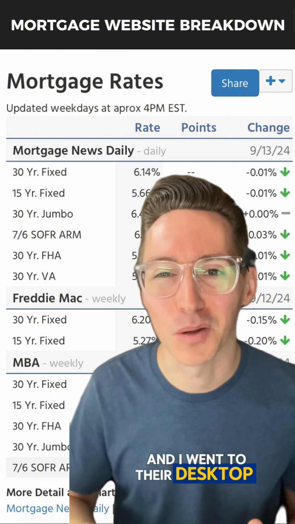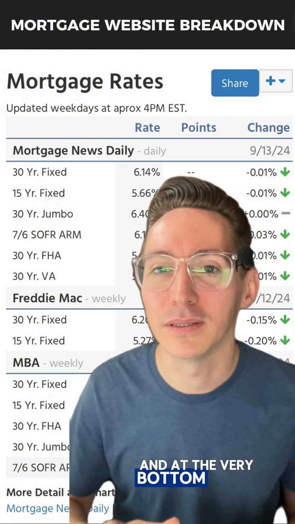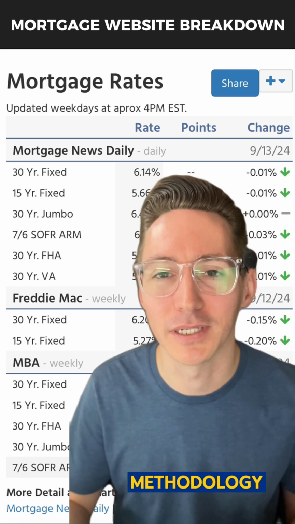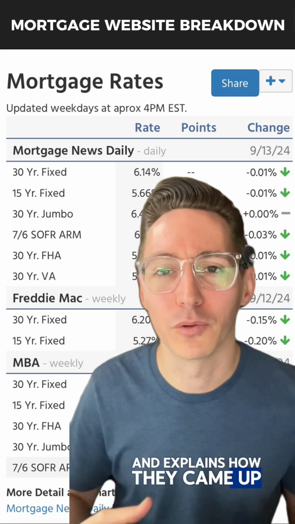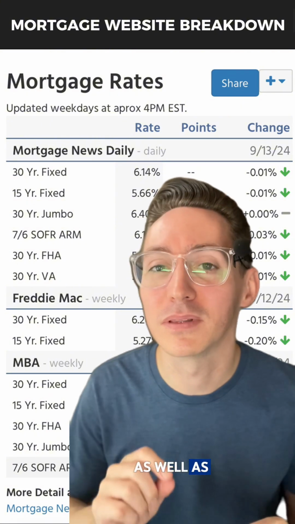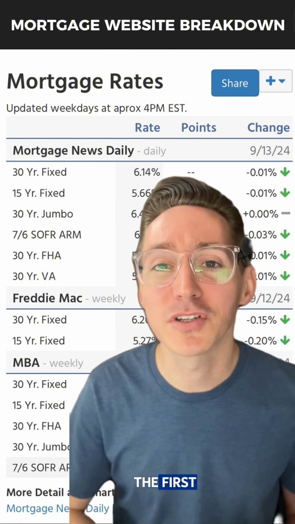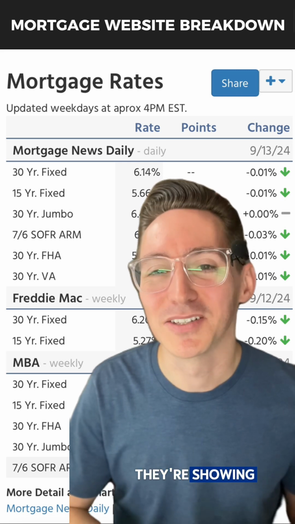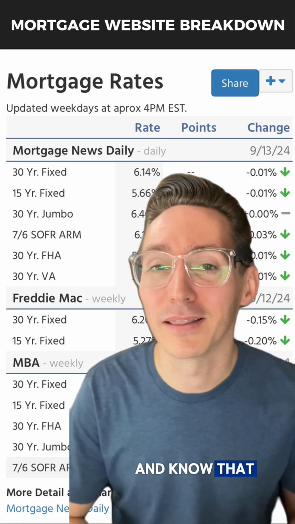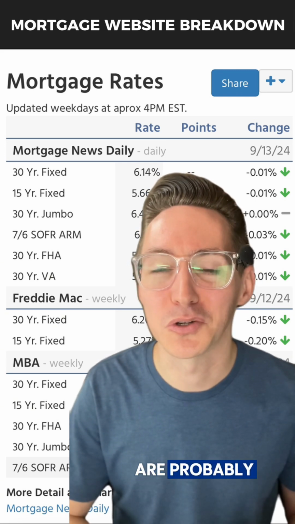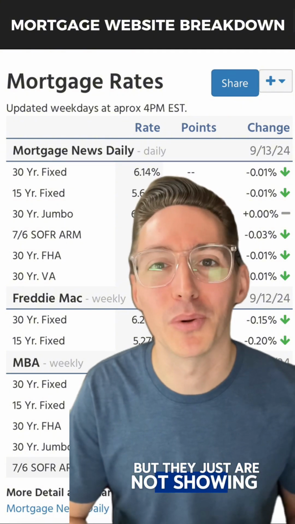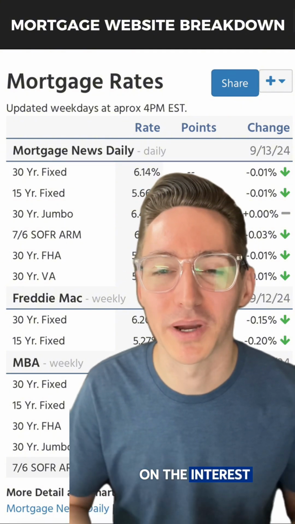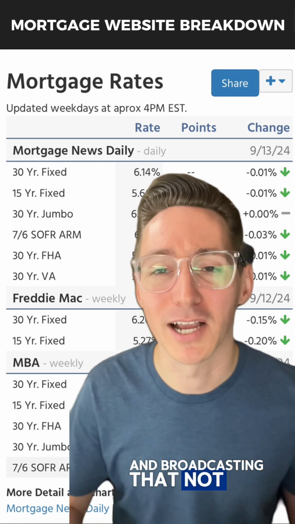And I went to their desktop website, and at the very bottom, that wasn't on their mobile website, there was this thing called the rate index methodology. It explains how they came up with their interest rates, as well as some things that you need to be aware of. The first of being that there are probably points associated with the interest rate they're showing. So they admit and know that there are points that are probably associated with those interest rates, but they just are not showing what those APRs are. They're grabbing the average information from the lenders on the interest rates and broadcasting that, not the actual cost.